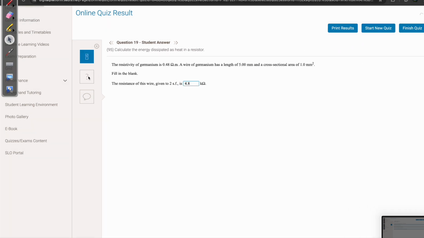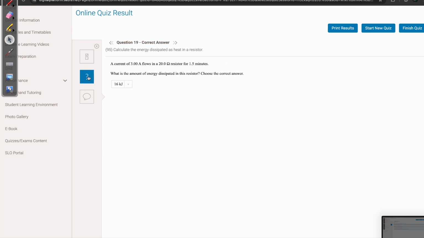Number 19. A current of 3 amperes flows in a 20 ohm resistor for 1.5 minutes. What's the amount of energy? Look, as stated previously in the video, Q is equal to IVT, right? But we do not have voltage. As you can see, we have resistance, current, and time. We just need the voltage.